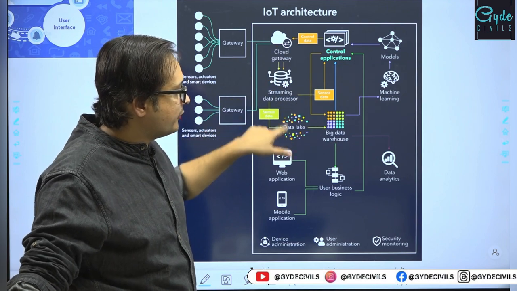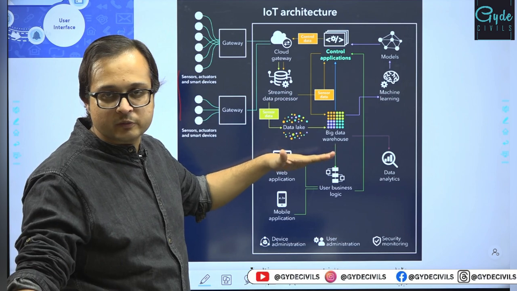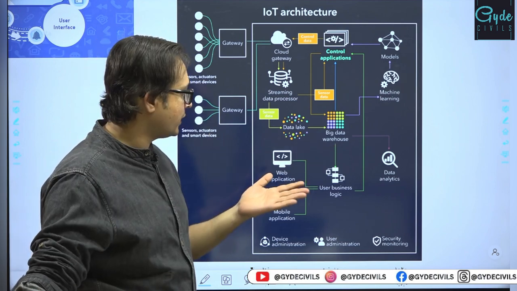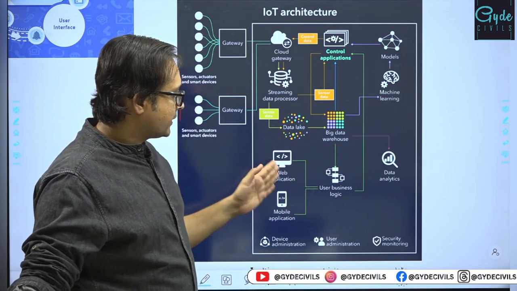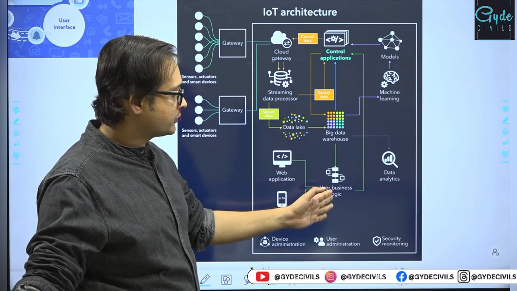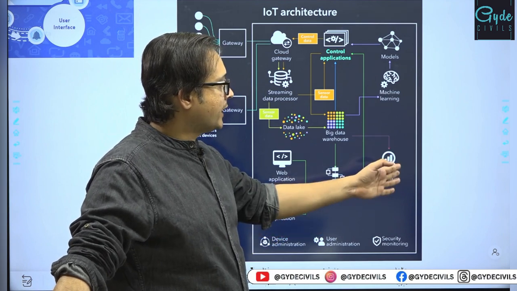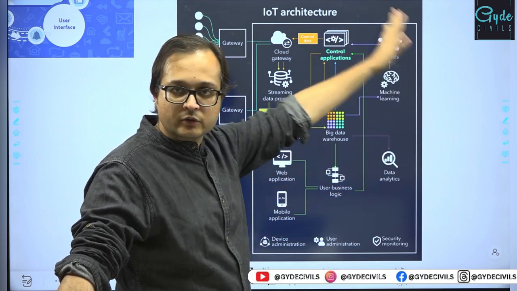Then there is a big data warehouse which is generated inside the cloud gateway, where analysis of the data takes place, right? It is connected to various web applications, mobile applications, etc. A user logic is created through data analytics and machine learning models. All of this also takes place.